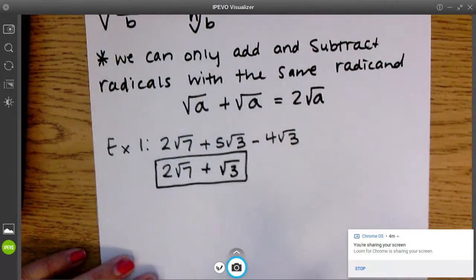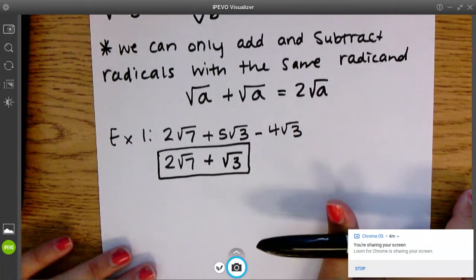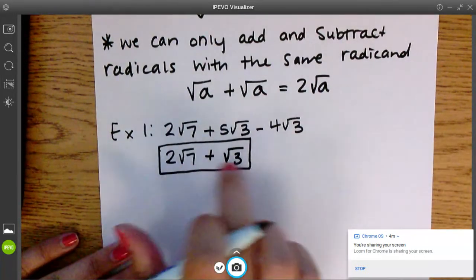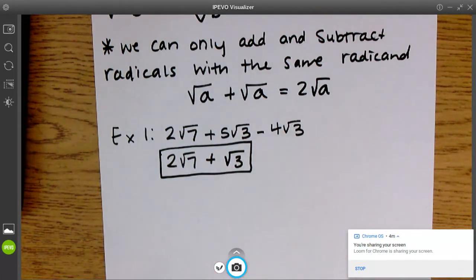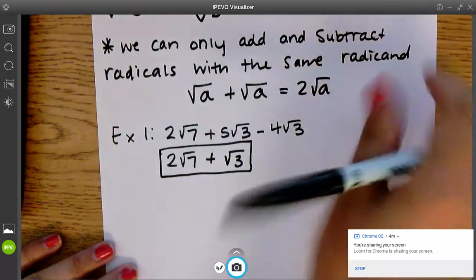Please do not write 2 radical 10. I will smack you. No, I won't. I really won't. But don't do it. Don't combine them. They're not the same. That's one of the mistakes kids make. You're trying to simplify as much as you can, so you just keep going and going until you get in trouble.